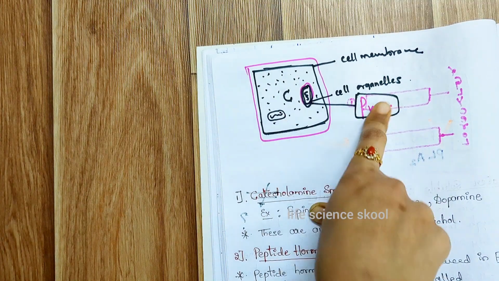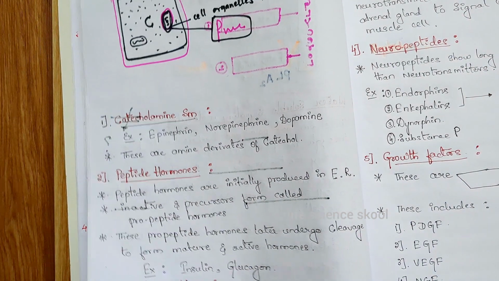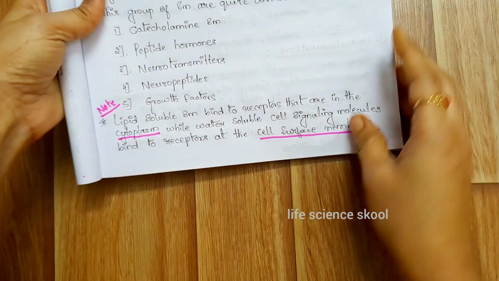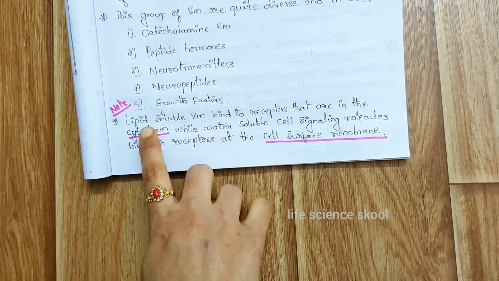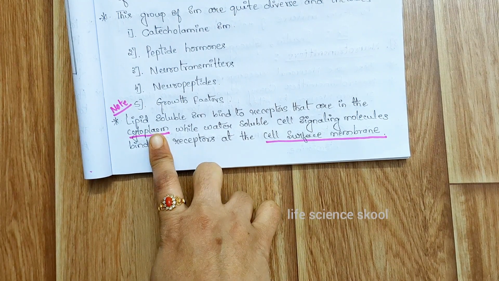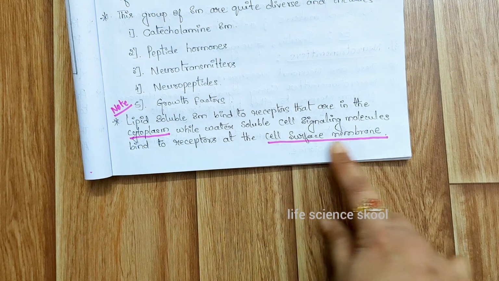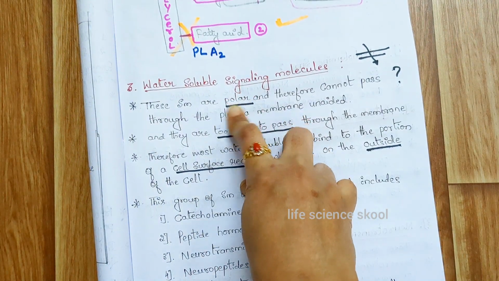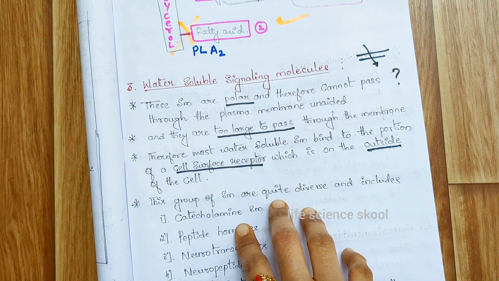Why am I saying this basic? Because lipid soluble signaling molecules bind to the receptors that are in the cytoplasm, while water soluble signaling molecules bind to the receptor at the cell surface membrane, because these water soluble signaling molecules are polar and too large, so they are unable to cross the membrane.